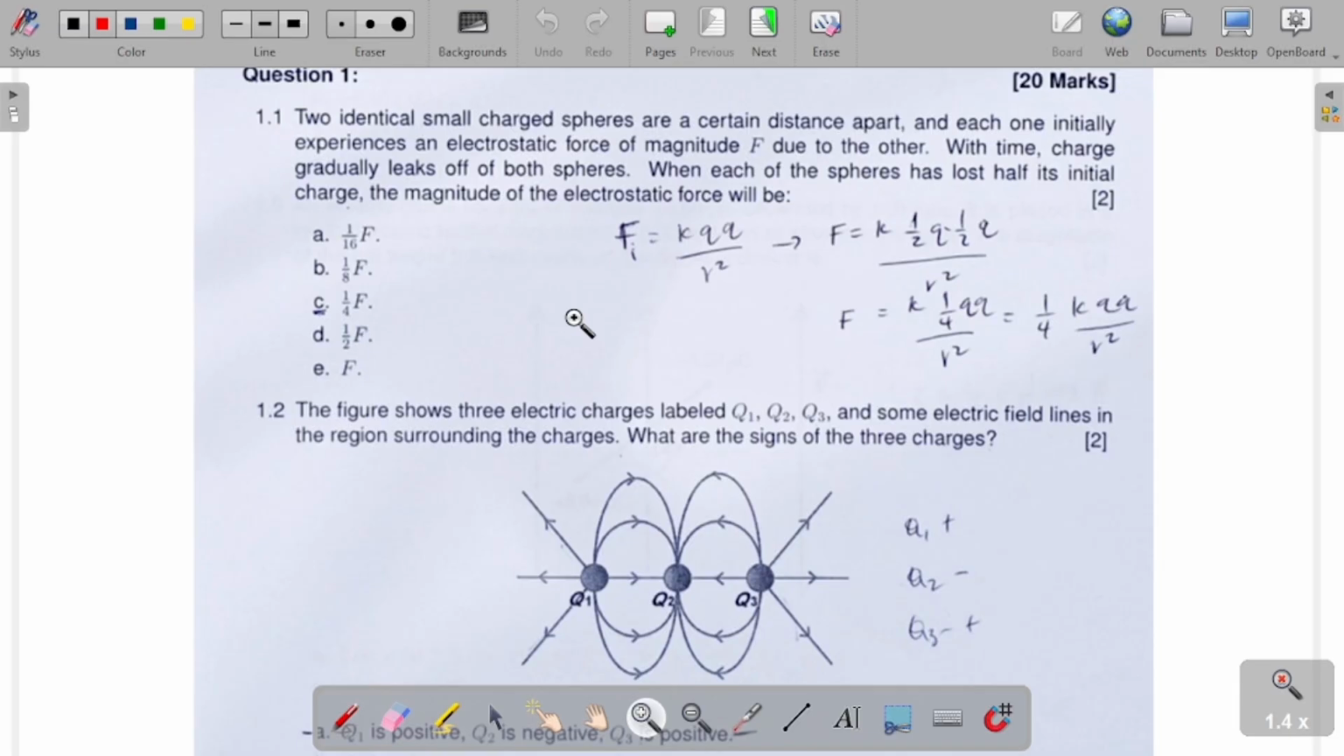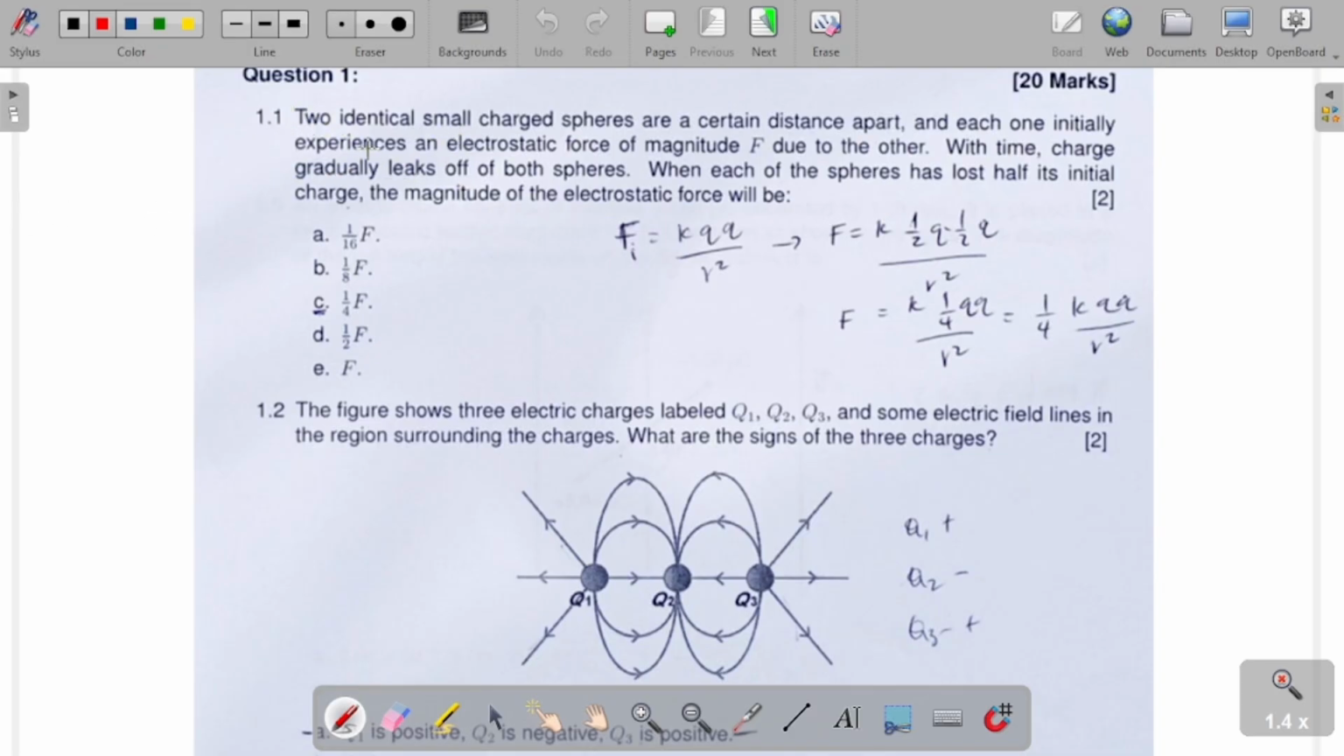Yes, sir. Okay. Good evening, everyone. I'm your tutor, Shata. So we are doing semester test 1 2024. We are going to start with multiple choice, and it reads as follows.